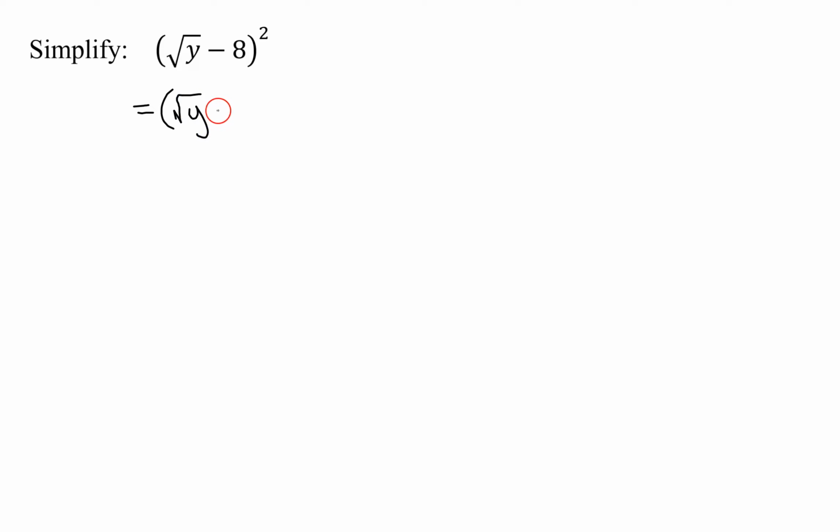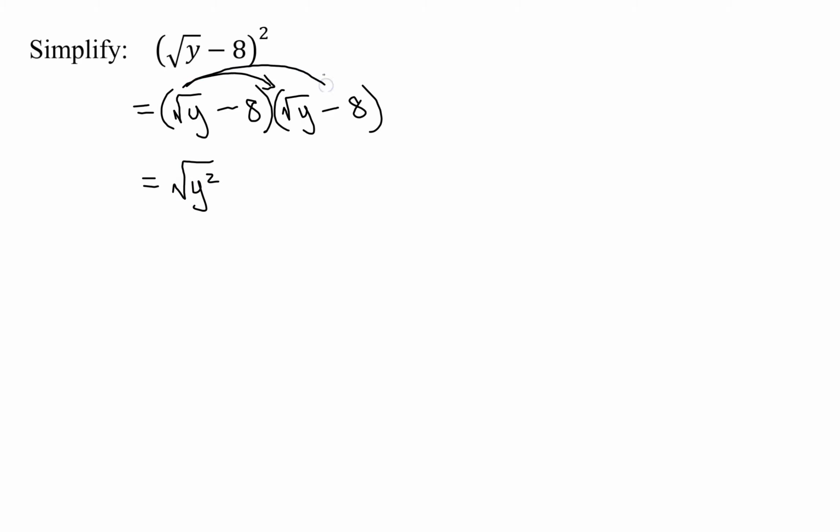So I'm going to get the square root of y minus 8 multiplied by itself, the square root of y minus 8. Now all I have is two binomials multiplied together. And how do we do that? We do it using FOIL. First, the square root of y times the square root of y is the square root of y squared.